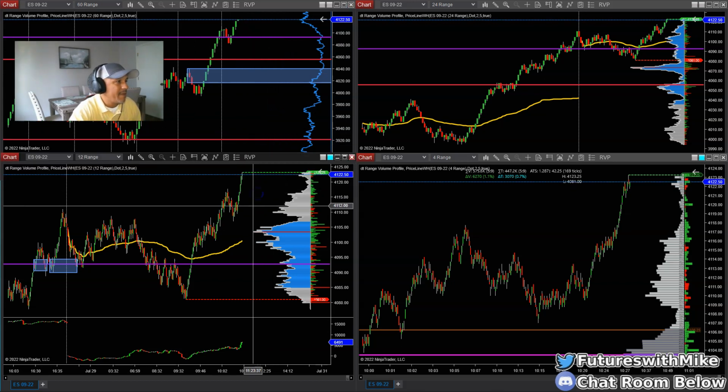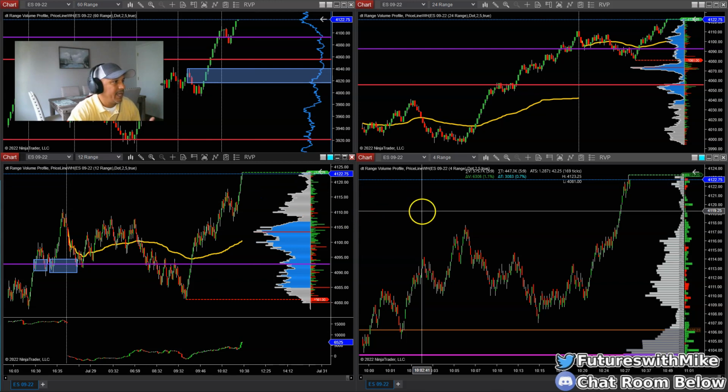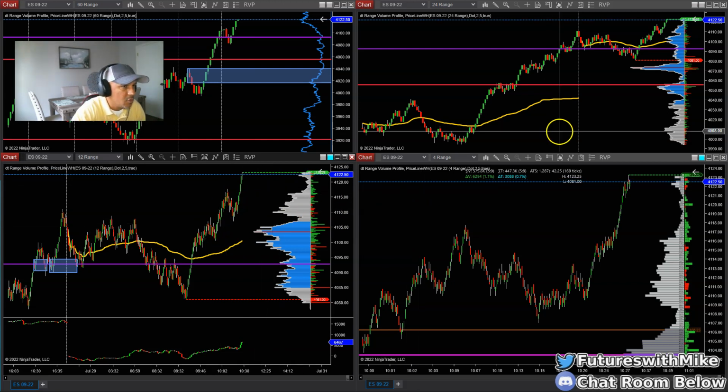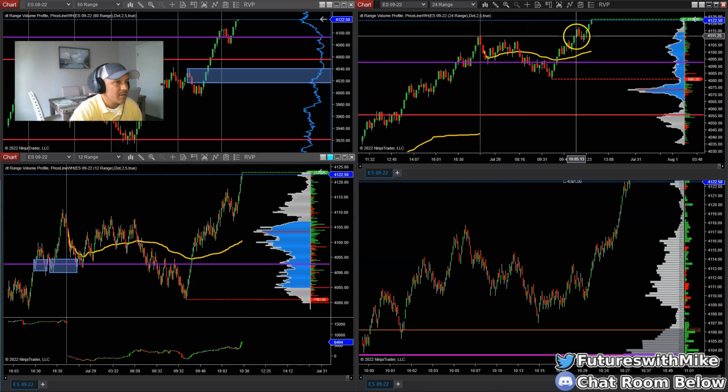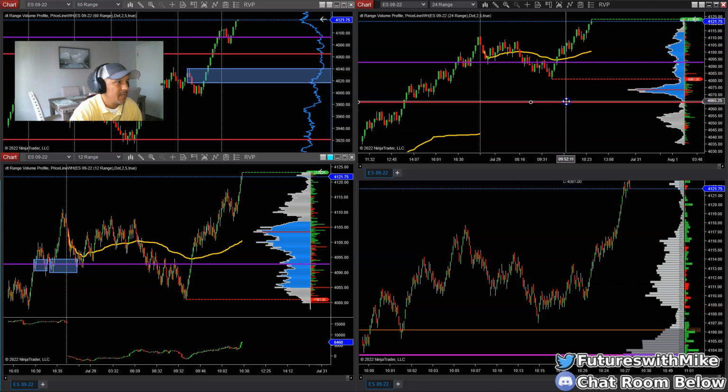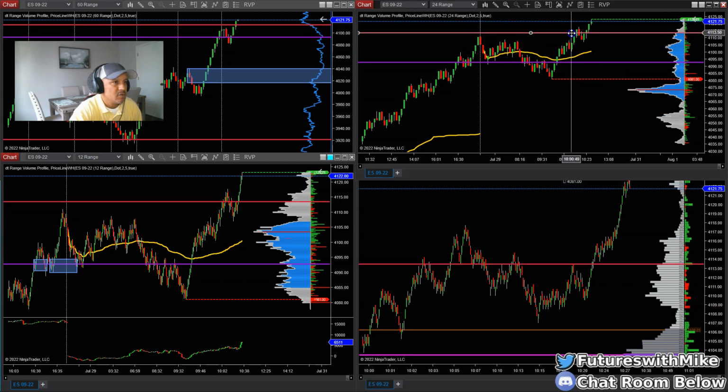So at this point, I may be trying to look for quicker entries or smaller entries to get into off the lower time frame, which is the 12 range chart. Okay, this is my 24 range chart, and we possibly could be looking for something to happen in this zone right here.